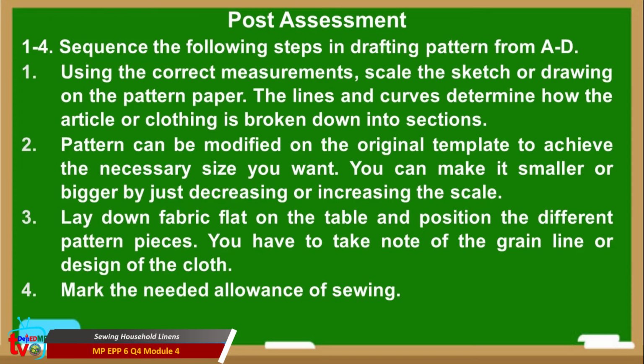Number 2. Pattern can be modified on the original template to achieve the necessary size you want. You can make it smaller or bigger by just decreasing or increasing the scale. Number 3. Lay down fabric flat on the table and position the different pattern pieces. You have to take note of the grain line or design of the cloth. Number 4. Mark the needed allowance of sewing.